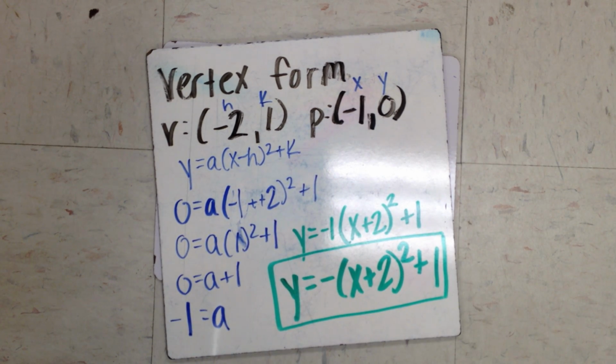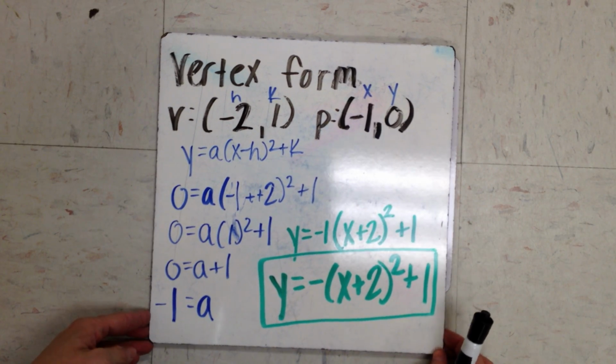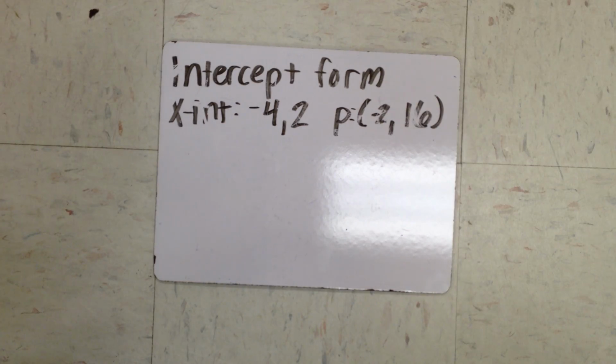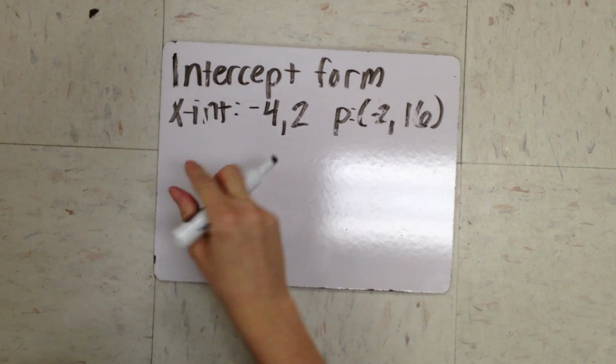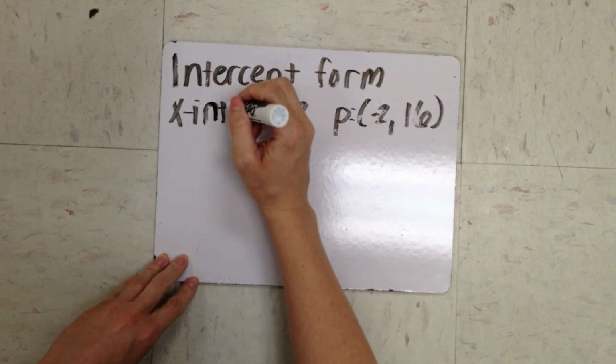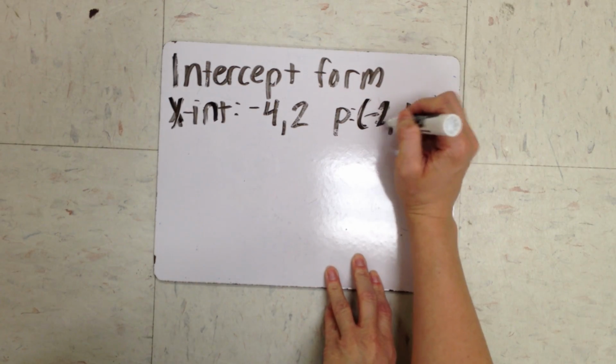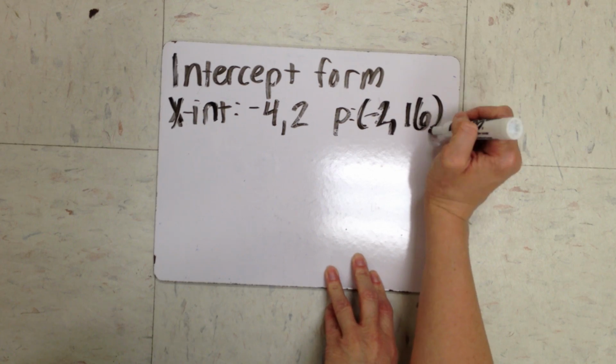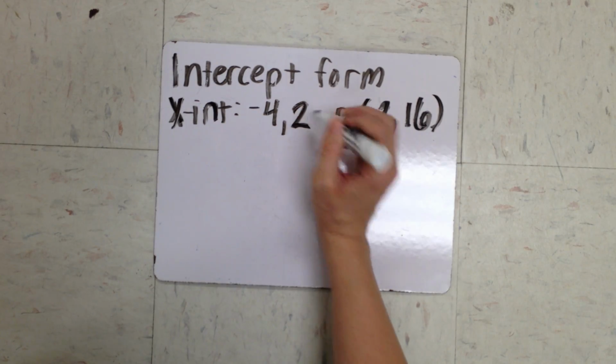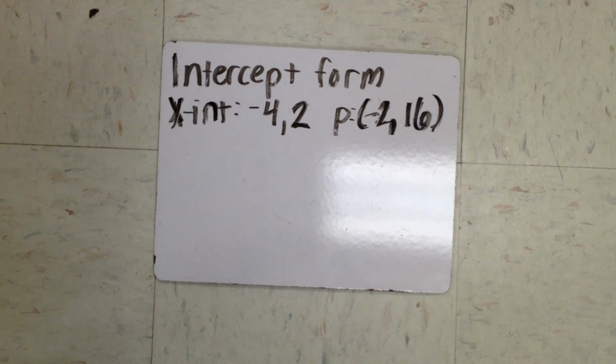All right, now I want you to try one where we're writing it in intercept form. So once again, an indicator that you're writing it in intercept form is you'll be given the intercepts. Use those indicators to help you figure out which form you'll need to write them in, and it will be specified, but that's another way you can take a look at it. We have x-intercepts negative 4, 2, and a point negative 2, 16. So I want you to pause the video, solve it out, and then hit play when you're ready.